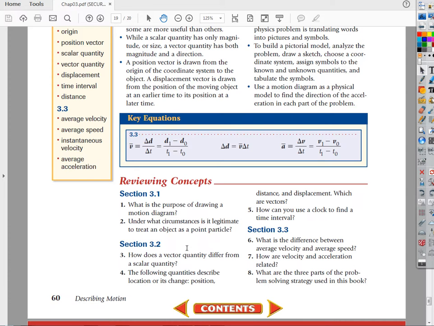All right, so moving on. Number six. What's the difference between average velocity and average speed? Average velocity and average speed. Caleb, what do you think? Average velocity is displacement divided by the time interval, while average speed is the ratio of distance traveled to the time interval. Okay, good. So average velocity is displacement over time. Average speed is distance traveled over time.